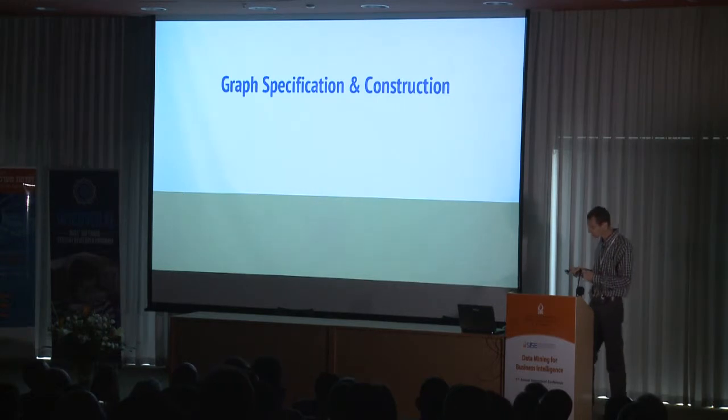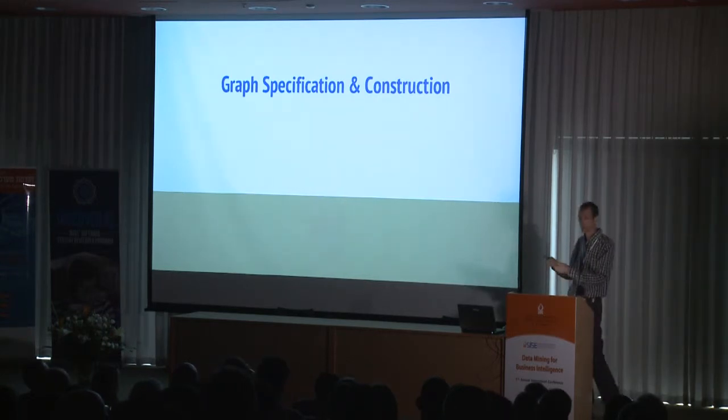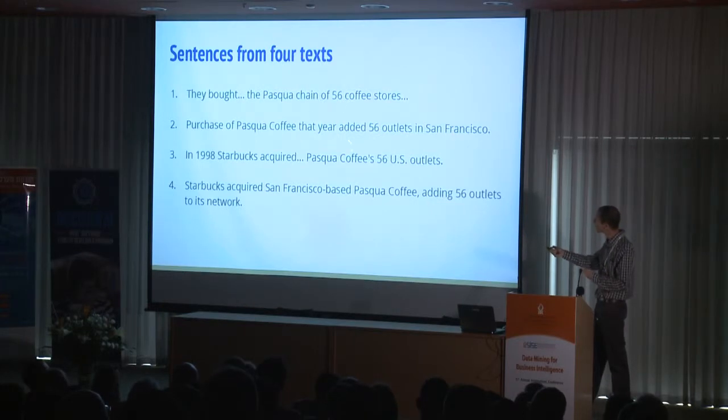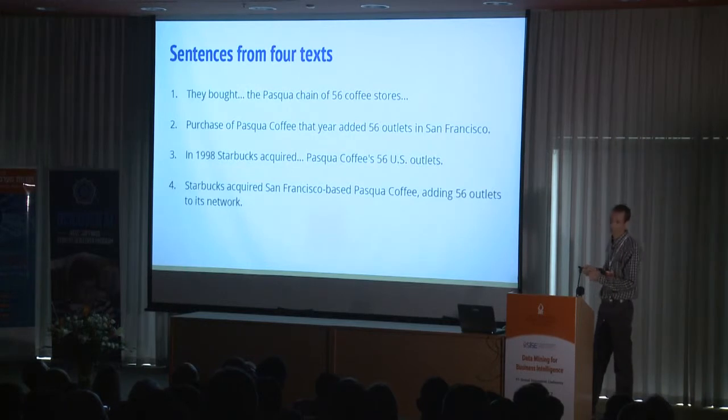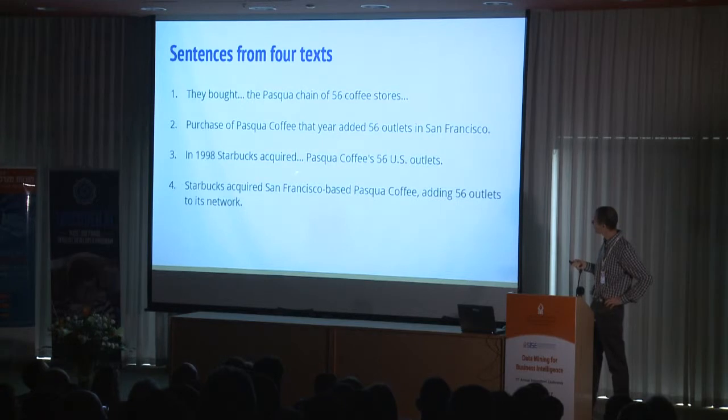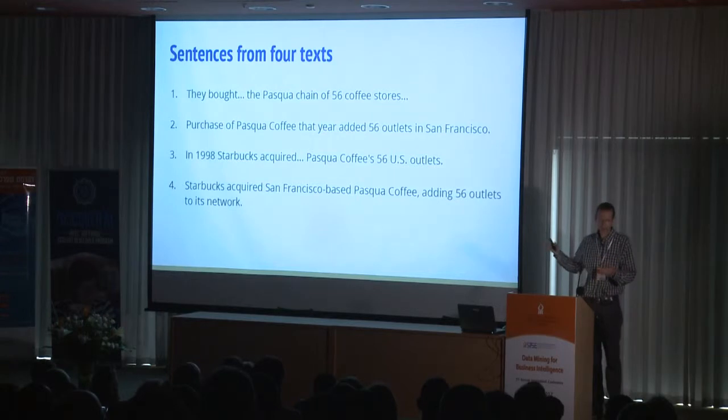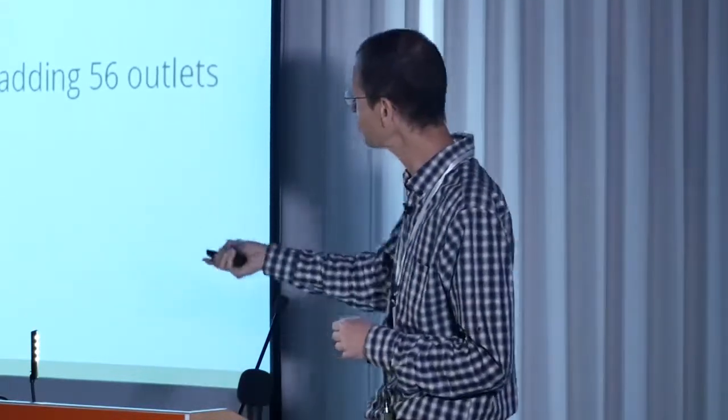And I'll illustrate our approach through an example, of how we build these graphs. So let's look at a new example. We have here four sentences describing the acquisition of a coffee chain called Pasqua by Starbucks, in a collection of documents that describe the development of Starbucks to its huge status where it is now. And this can also be an example: you may want to learn something about Starbucks. You search Google, you get 100 documents. How do I figure out what the main facts about the evolution of Starbucks are? Okay, so this is an example.